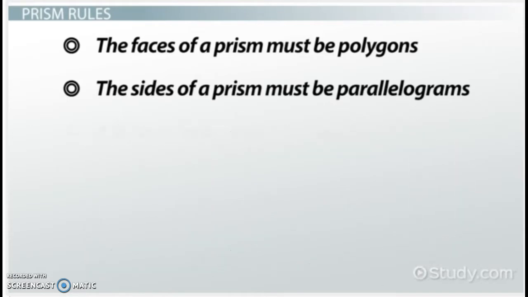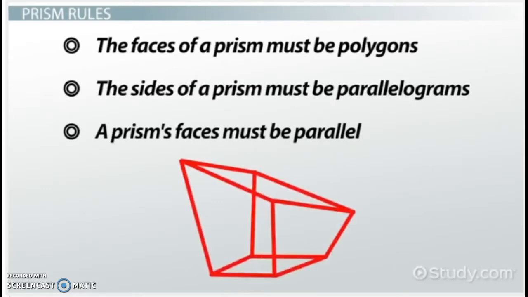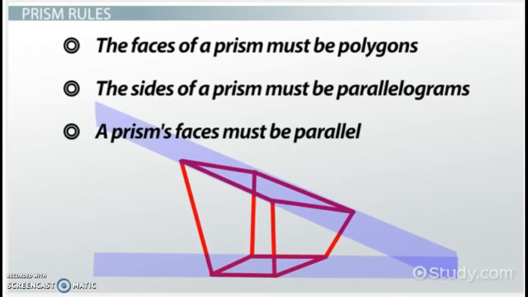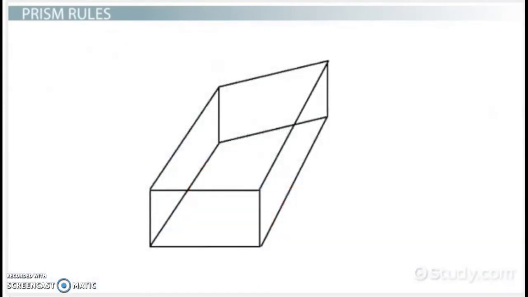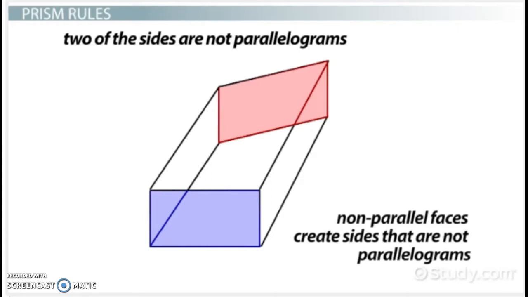The third rule says a prism's faces must be parallel. If one face lies at an angle to the other, they will at some point intersect, and the figure is not a prism. Also, if the faces aren't parallel, the sides won't be parallelograms. In this figure, for example, the rear face lies at an angle compared to the front face. As a result, 2 of the sides are not parallelograms. Non-parallel faces create sides that are not parallelograms.